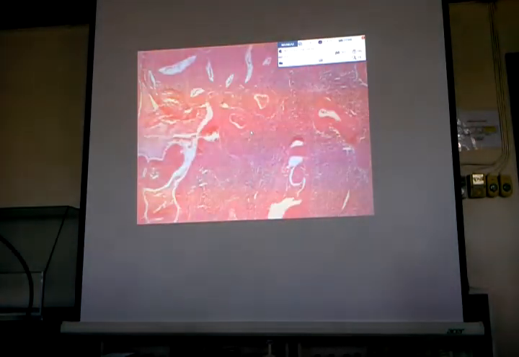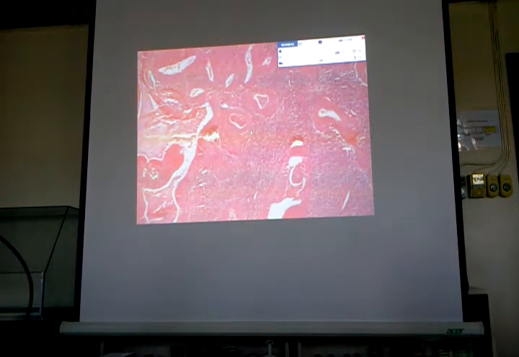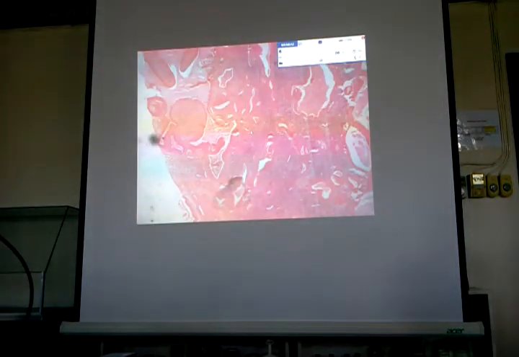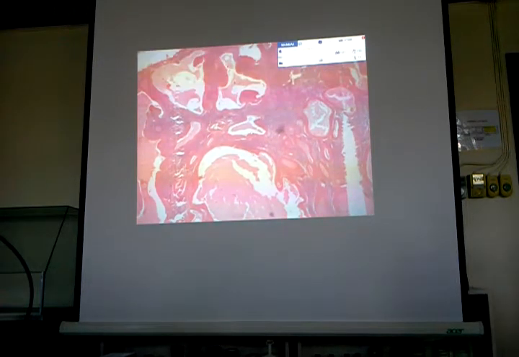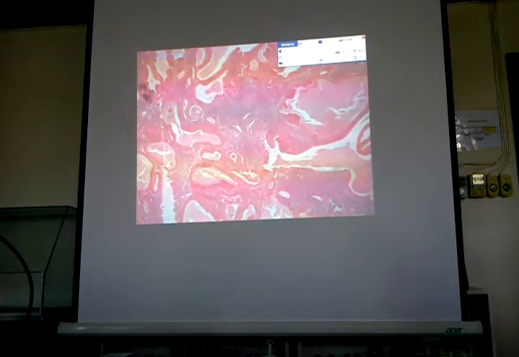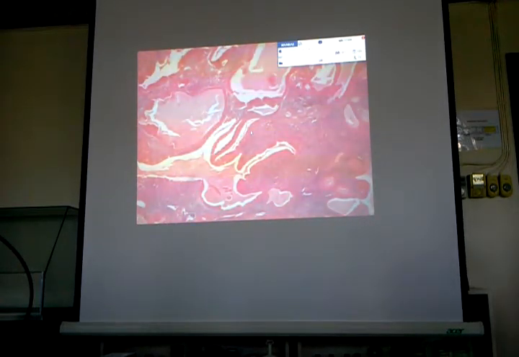Our next neoplasm is Warthin's tumor. Is it a benign or a malignant neoplasm? Benign. So, what is the predisposing condition for the development of this tumor? Most often, this neoplasm will develop amongst, very good, smokers. And then, what is the most common major salivary gland affected by this neoplasm? Parotid. So, that is what you should remember. Most common.